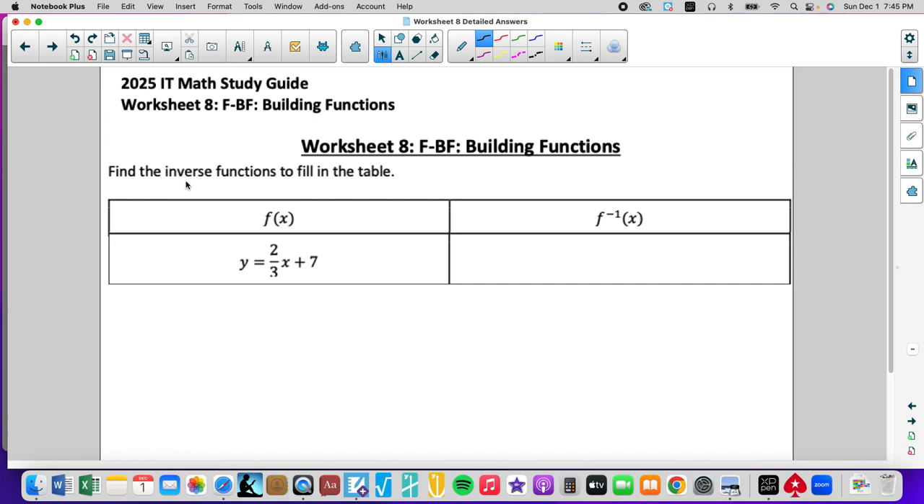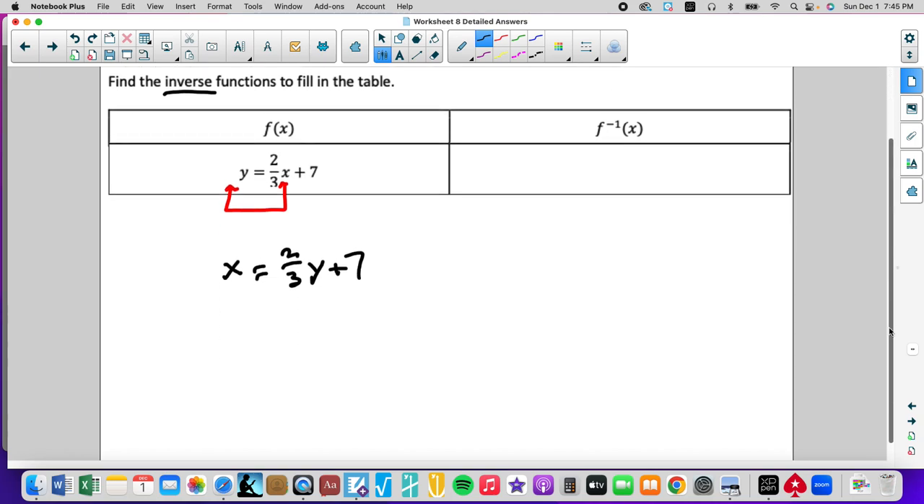functions and inverse functions. So inverse functions, you see this to the -1, that's a notation for inverse. Inverse just reverses these two values and solves for the other one. So they teach you, they say, hey, flip those. Go x equals 2/3 y plus 7, and now solve for y.